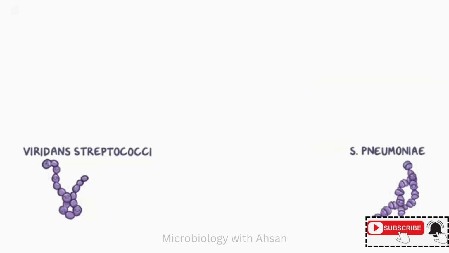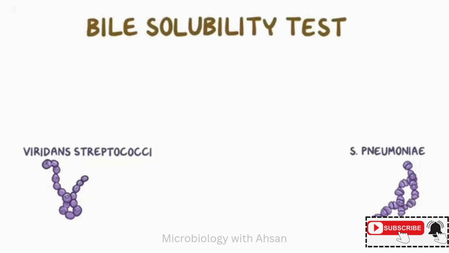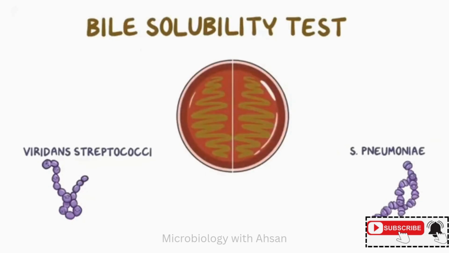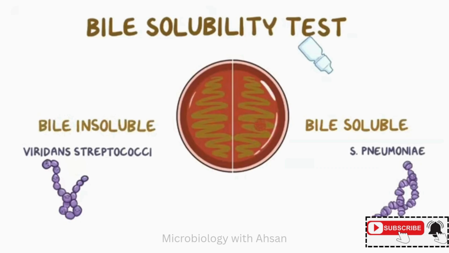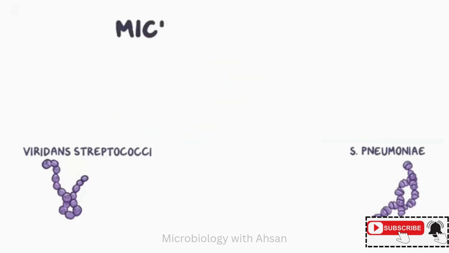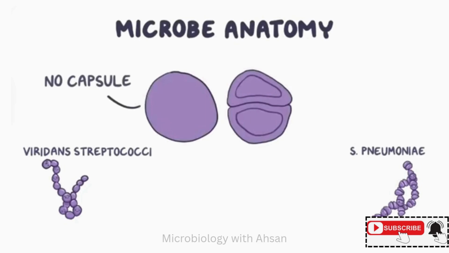Another test that can be used to distinguish strep viridans from strep pneumoniae is the bile solubility test, which can be done in a test tube, or more commonly, by dripping drops of bile on bacterial colonies. Strep pneumoniae is bile soluble, meaning that the bile salts will promote the lysis of the bacteria, whereas Viridans Streptococci are bile insoluble or bile resistant. Finally, Viridans Streptococci also lack the polysaccharide-based capsule typical of Streptococcus pneumoniae.